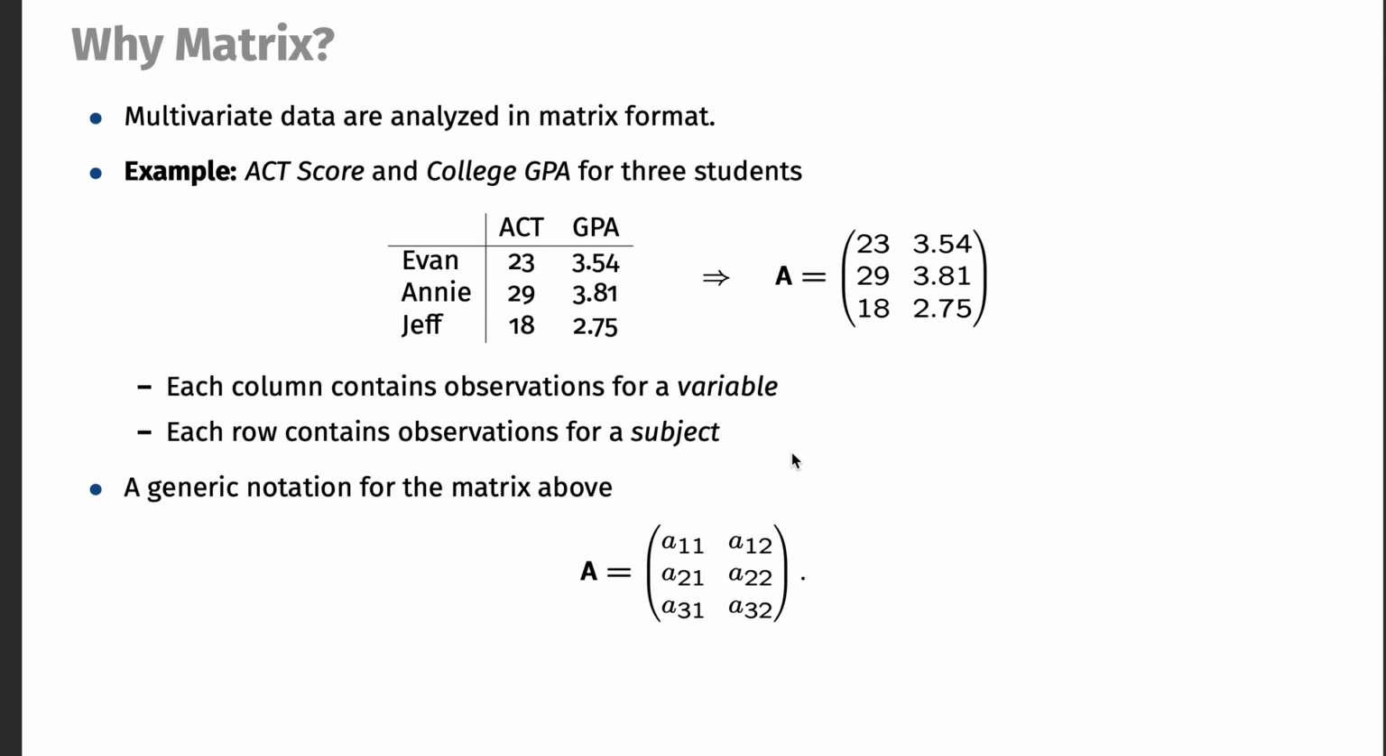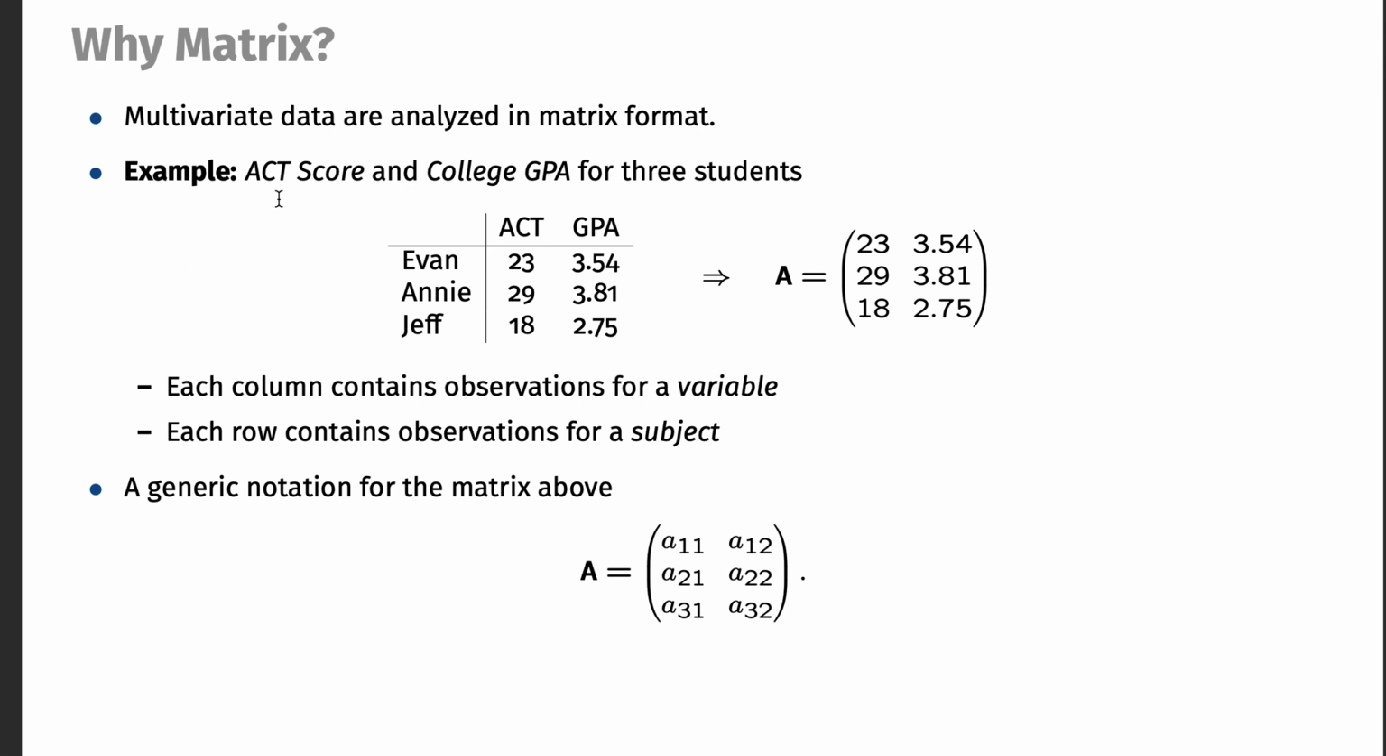All right. Why matrix? A matrix is a rectangular or square array of numbers or variables arranged in rows and columns. Multivariate data is analyzed in a matrix format. And we typically use an uppercase boldface letter to represent a matrix, like here, A. It's an uppercase boldface letter used to represent this matrix.